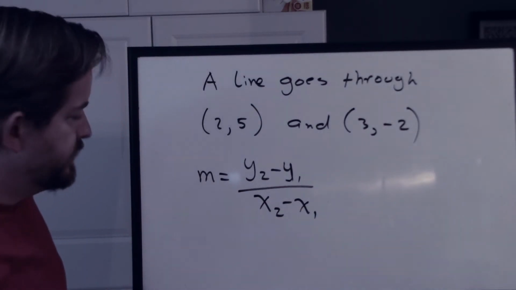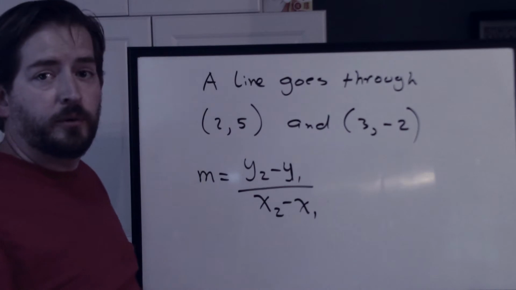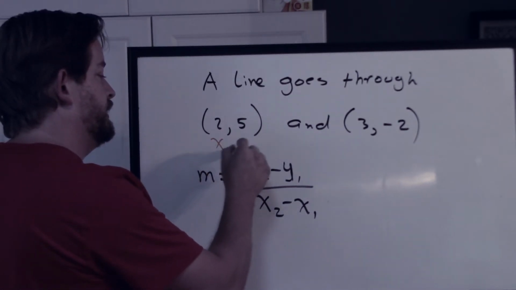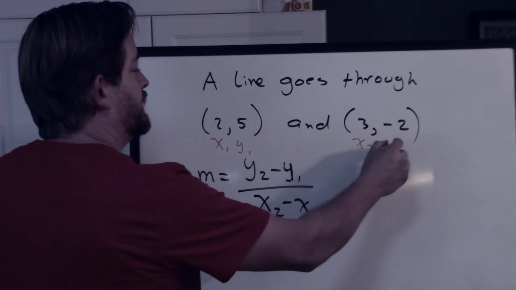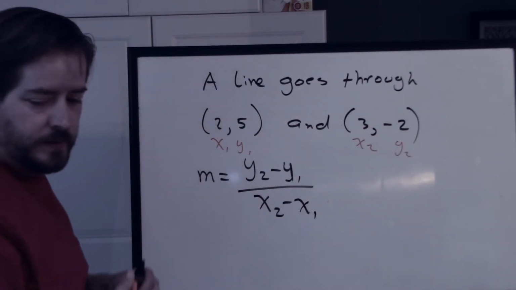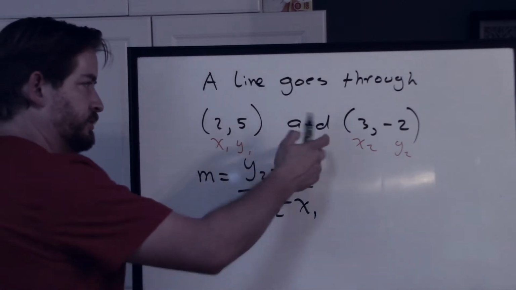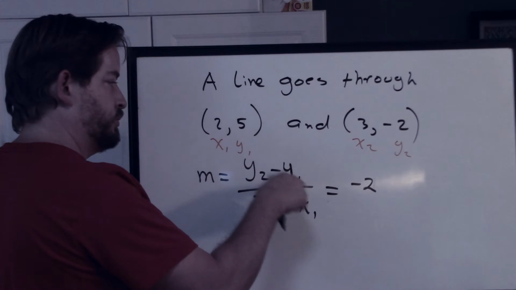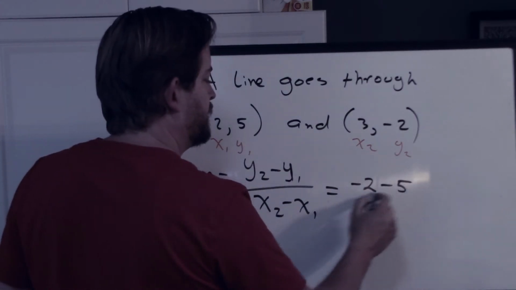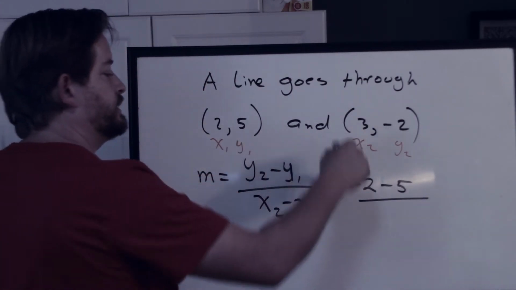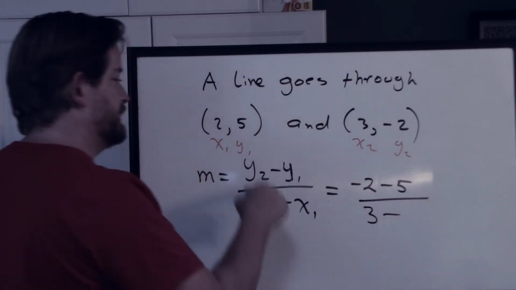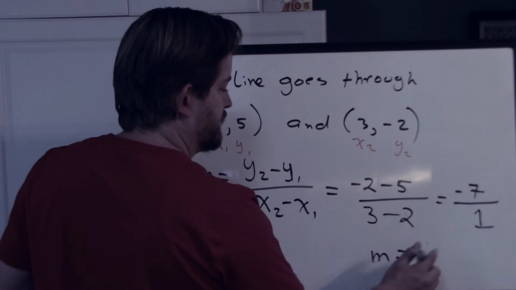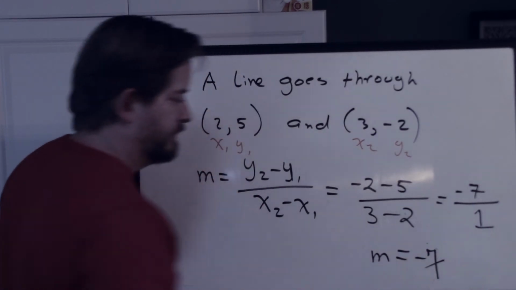And all I have to do is just decide which one of these is going to be point 1 and point 2, and again, it doesn't matter. I'm going to call this one x1, y1, and this one x2, y2. Right? And so y2 is -2 minus y1, so -5, over x2, which is 3, minus x1, which is 2, so the denominator is actually a 1, and therefore my slope is -7. Right?